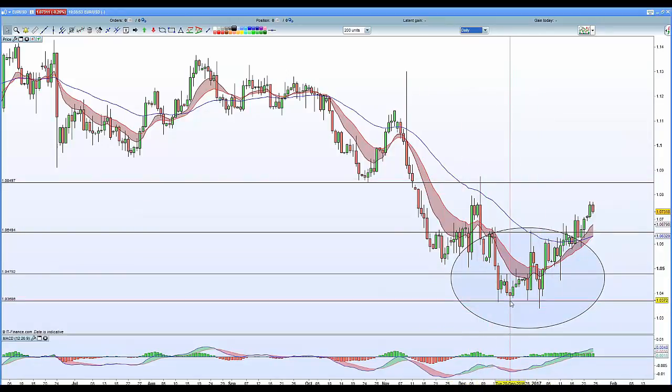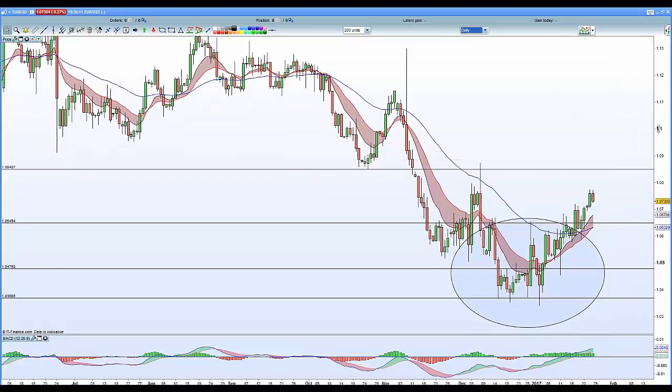Look at the amount of touches: 1, 2, 3, 4. Four touches in terms of support. You can call it a triple bottom or quadruple bottom, but it seems very bottomish, and then it pushed higher, made a higher low, and then pushed another high. Now, is that not to say that we might not visit parity this year? No, it's still possible.